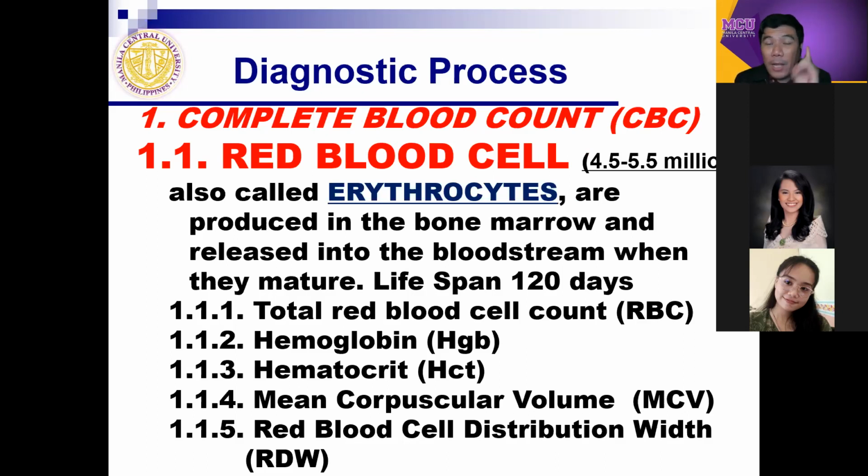Again, ang production niya sa bone marrow pero nagmamature siya sa bloodstream. Okay. Usually ang span of the erythrocytes ay 120 days. Ang span of life ng erythrocytes or red blood cells. And usually ang level po nito ay 4.5 to 5.5 million.